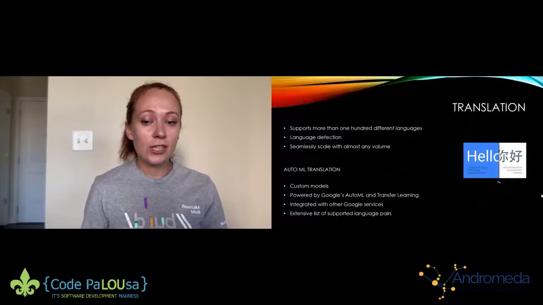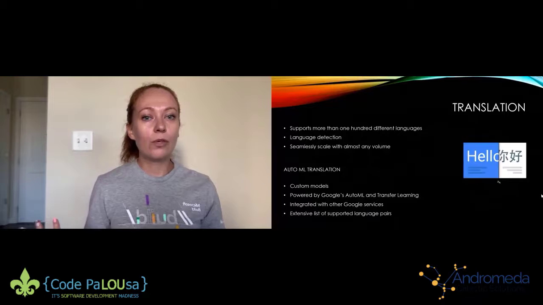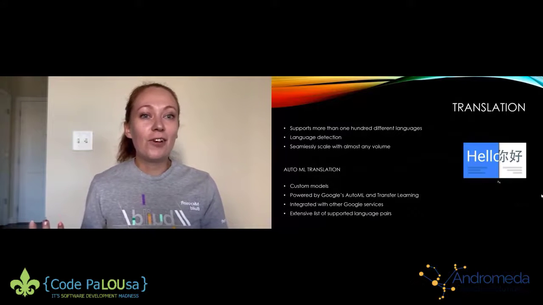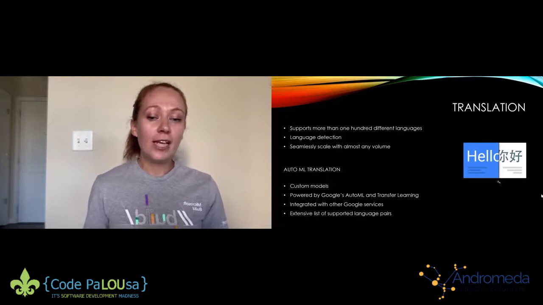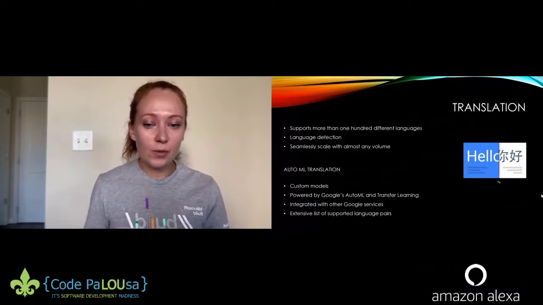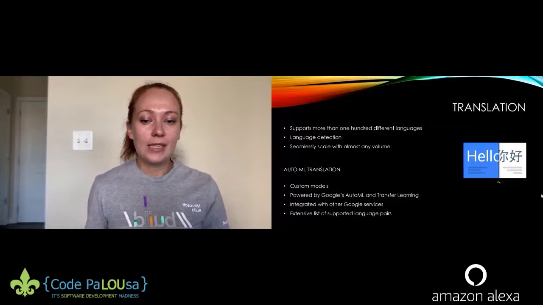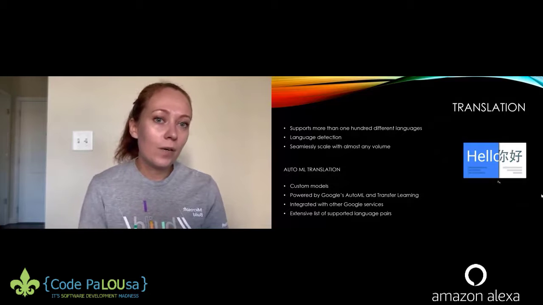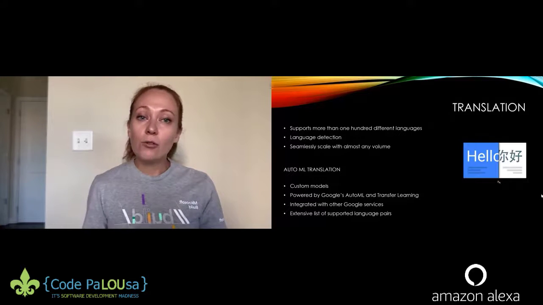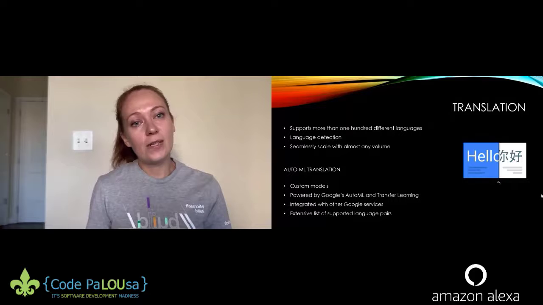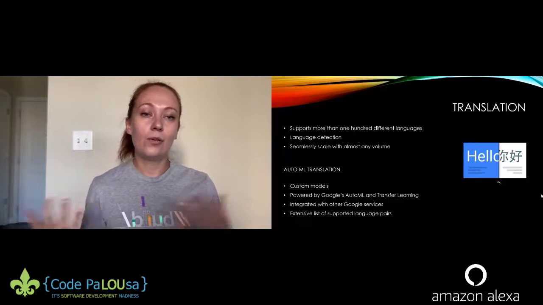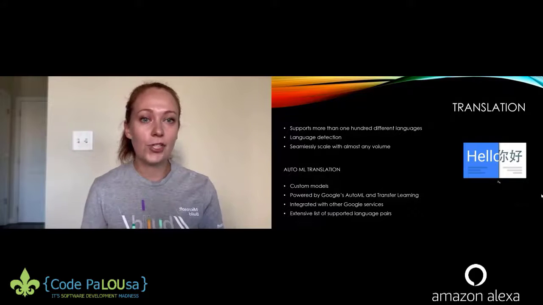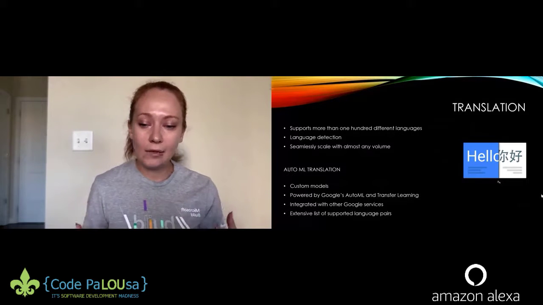Next here is translation, and we all know about Google Translation. It's been around for years and years, so they are pretty good at it. It supports more than 100 different languages. It can detect language. It seamlessly scales, but the scaling part is not something unusual, because when you use cloud technologies, they all scale up and scale down. That is just the nature of the cloud.